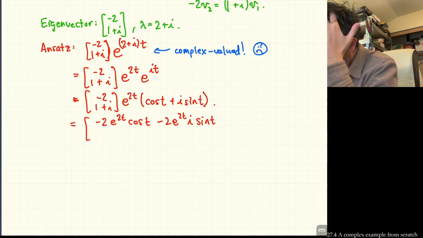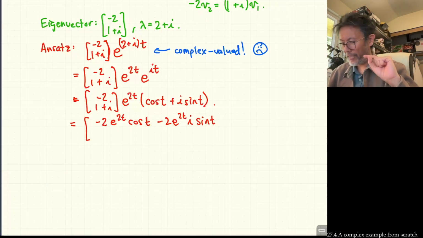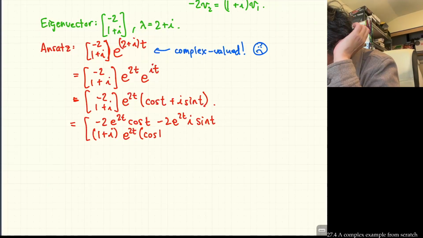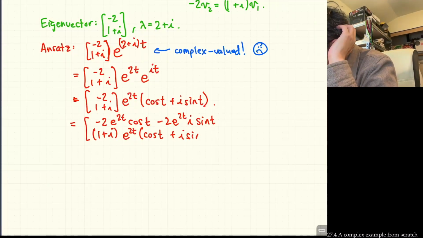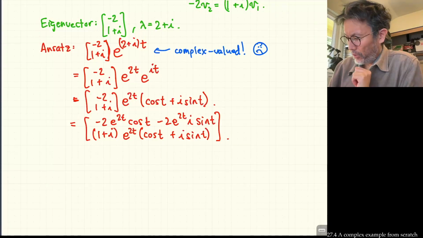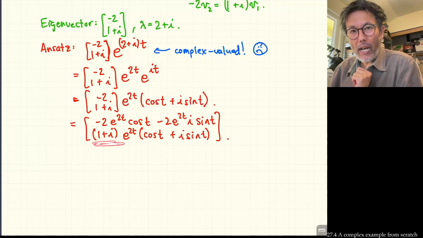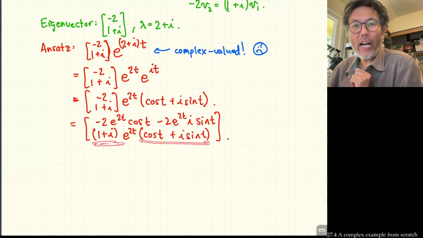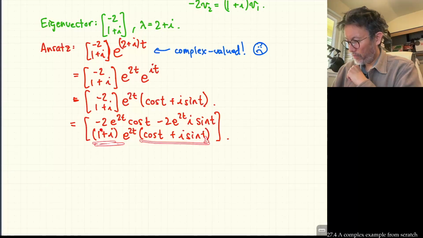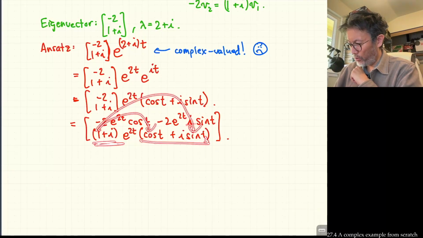Next one is going to be, okay, this one I won't expand out yet. I'll do a little bit of bookkeeping. But hopefully it's clear how that happened. And now I'm going to multiply, and it's a little complicated. I'm going to multiply this 1 plus I with this cosine t I sine t. Okay? And what do I just distribute? Like this, yeah? In the usual way, no big.